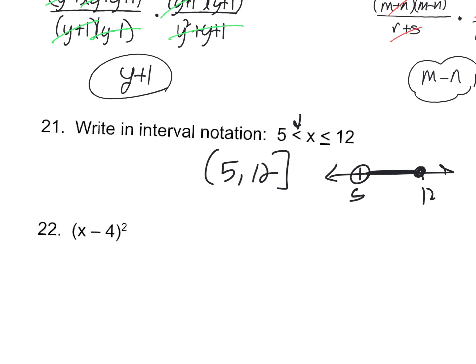Okay, remember our shortcut. Square, multiply, double, square. Square, multiply, double, square. So I'm going to square the x. I'm going to multiply these two numbers together and double it. And I'm going to square the 4, make it positive 16.